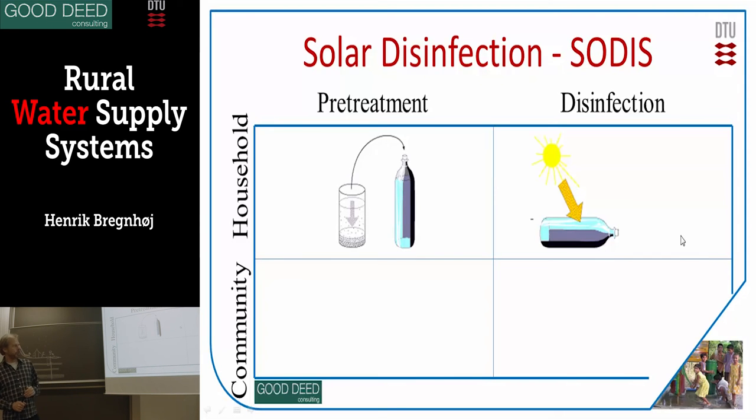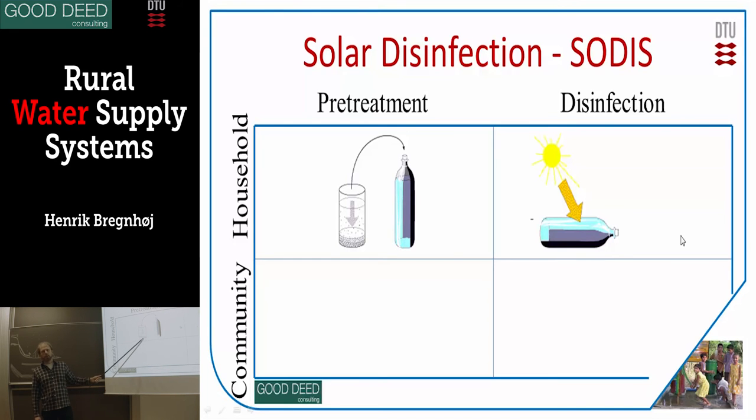Also, the UV radiation from the sun is killing bacteria together with heat. If you paint it black on one side, that means the water will be warmer. So the combination of hot water and UV radiation is very effective to treat water. And to make it even more effective, you can let it sediment first.